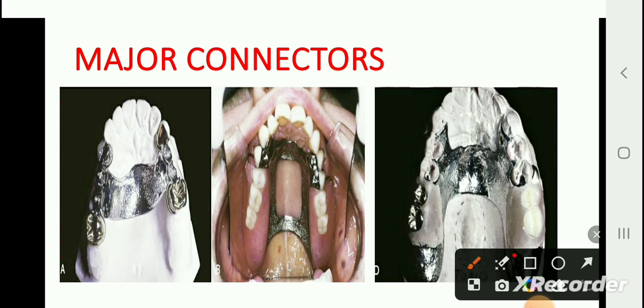Another point: repair of a fractured major connector is contraindicated, and the denture should be remade. If the maxillary major connector, this is the major connector, is fractured, repair is contraindicated. It should be remade.